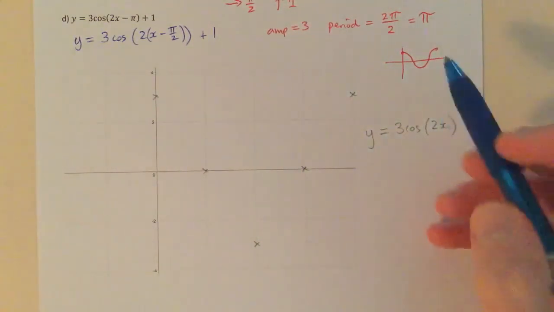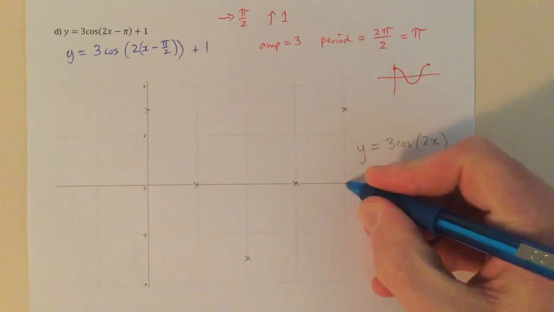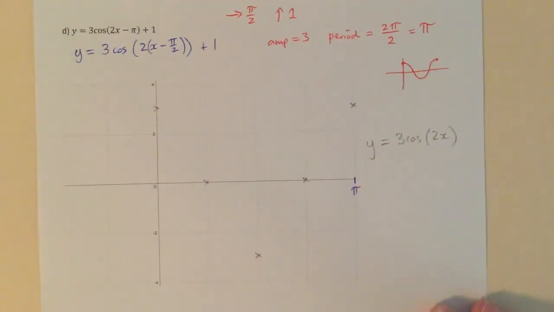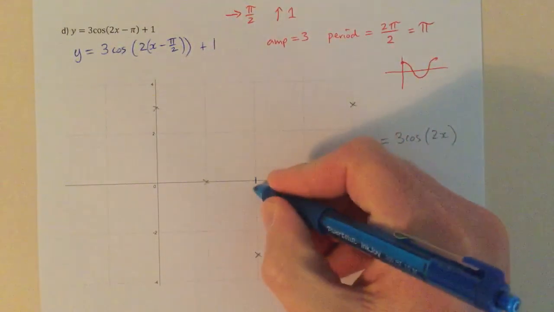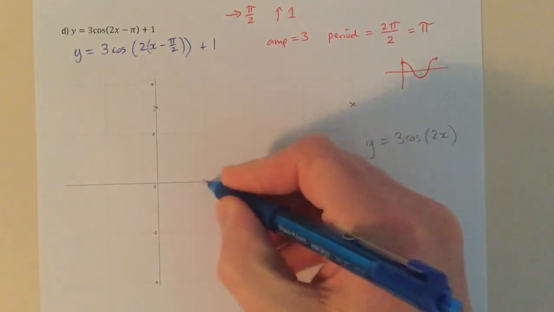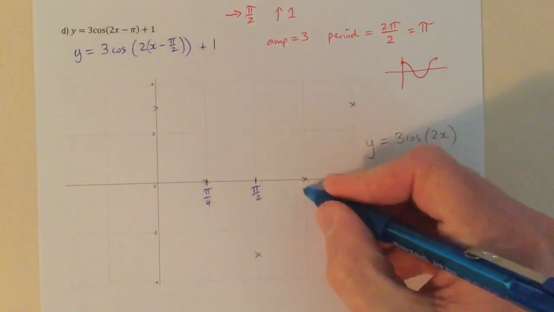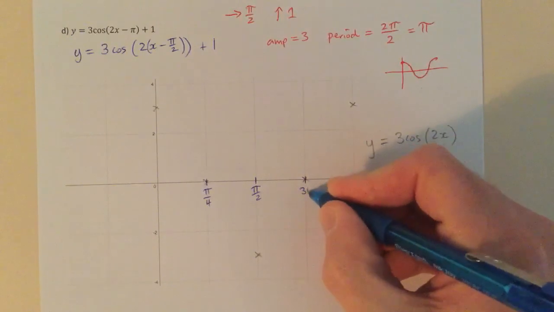The period of this graph is pi, so we're going to mark this point here as pi on our grid, all right, because that's one cycle, which means this would be pi on 2, this would be pi on 4, this would be 3 pi on 4.